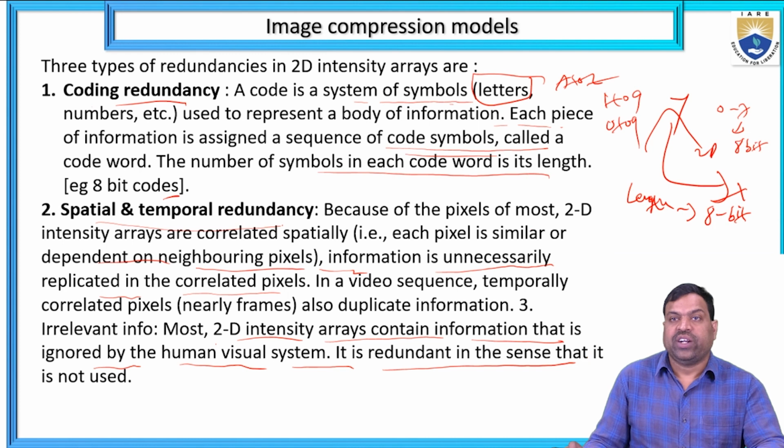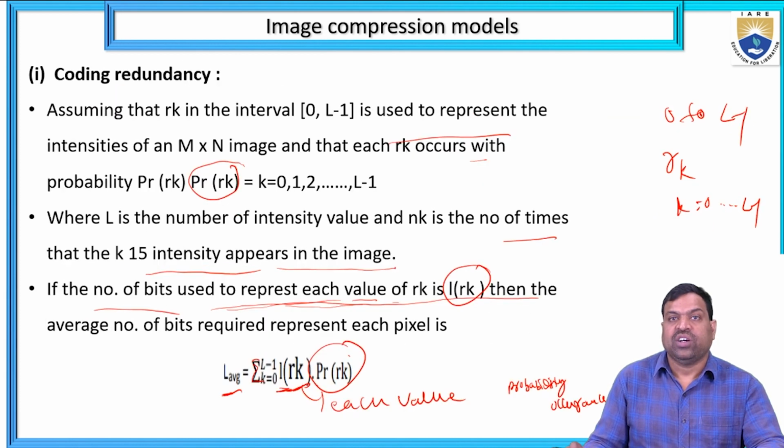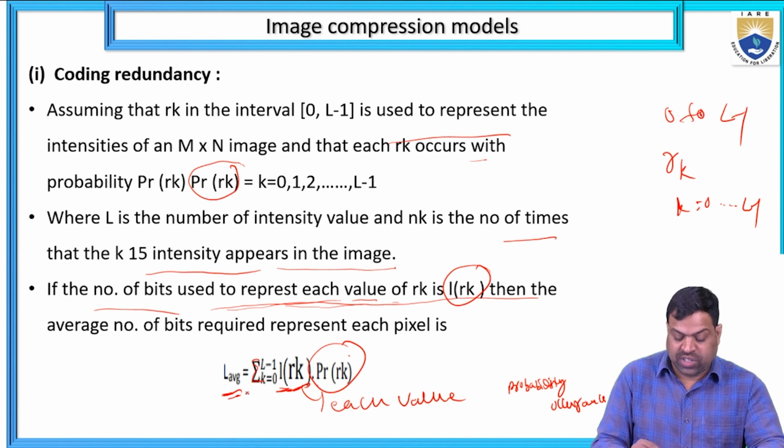So three types of redundancies are there: coding redundancy, spatial redundancy and temporal redundancy. And what is the formula for coding redundancy? We take L average equal to summation k equal to 0 to L minus 1 of r k into p r of r k, and that gives the coding redundancy.